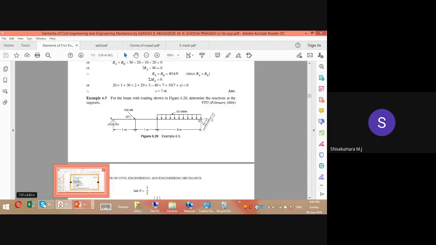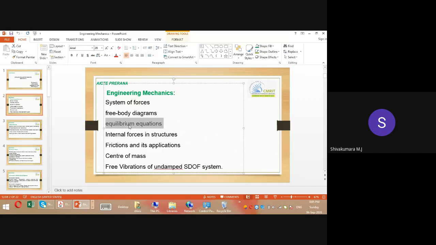So this is what we have for the equilibrium condition for coplanar concurrent and coplanar non-concurrent force systems. So the system of forces is clear in total. How to draw the free body diagram for cable structures we saw, along with some problems. Equilibrium equations for coplanar concurrent and non-concurrent force systems we saw, and internal forces in the structure, that is the actual forces in the members, we are done. Now you come to the next topic, friction and its applications.